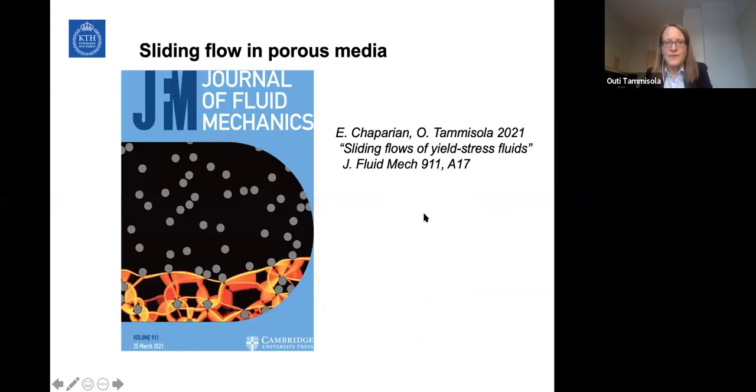Okay, I thought I would say a few words about more complicated geometries. This is a paper that was very recently published in JFM. I was very happy to notice yesterday that this was the cover picture, so I just had to put it there. Here we are doing a study of a more complex and randomized porous medium, with only viscoplastic flow. We are also looking at the effect of surface slip, which is sometimes present in yield stress fluids.